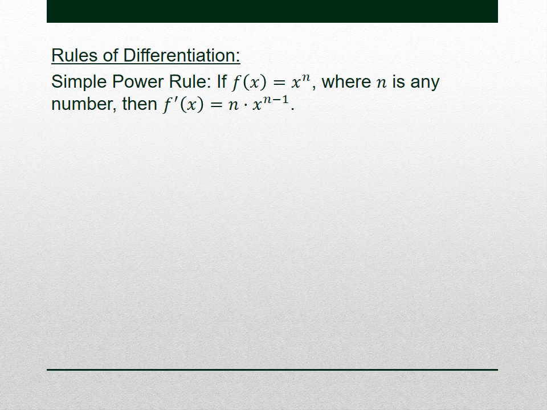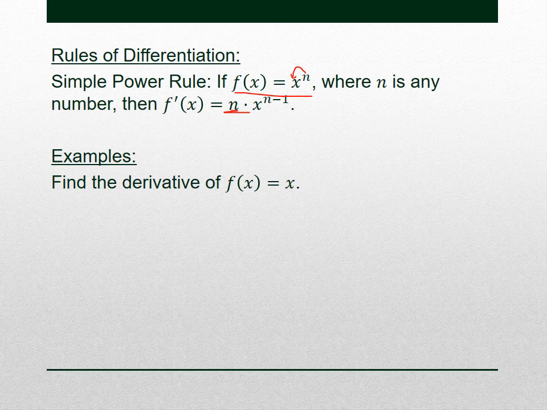Another rule is called the simple power rule. That says if f of x is x to the n, where n is any number, then to take the derivative, you pull the exponent down to the front, so you get that n out in the front, and then you reduce your exponent by 1. As an example, what is the derivative of f of x equals x? Remember, x is x to the 1. So you would pull down that 1, and you get 1 times x to the 1 minus 1. And 1 minus 1 is 0, so that would be 1 times x to the 0, which would just be 1.